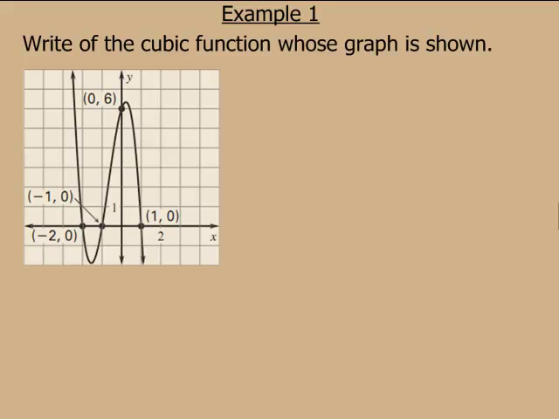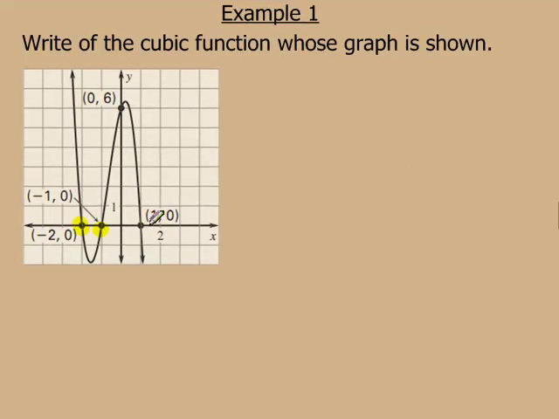In today's lesson, we're going to be writing polynomial functions and models. In our first example here, we're going to write the cubic function whose graph is shown. To write the function, we're going to start off by writing it in factored form as opposed to using standard form. What strikes me is that we know what each of the zeros or x-intercepts are going to be, and that's why writing it in factored form is going to be so much easier.